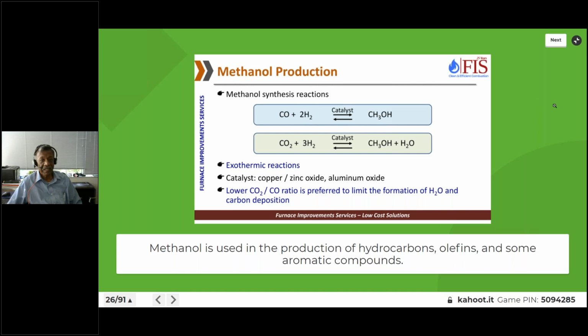So these are the two reactions we have for producing methanol. CO plus 2H2 makes CH3OH, and we can also use CO2 plus 3H2 making methanol and water vapor. We use copper or zinc oxide, aluminum oxide as the catalyst. The reactions are exothermic. So methanol has several uses in the industry.